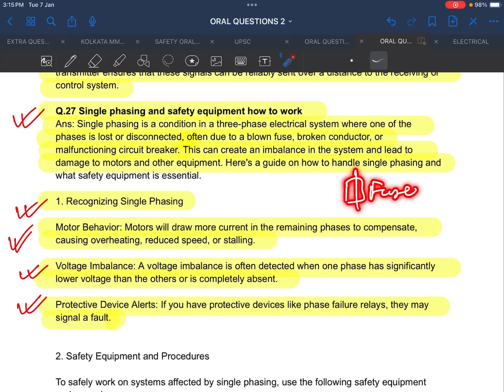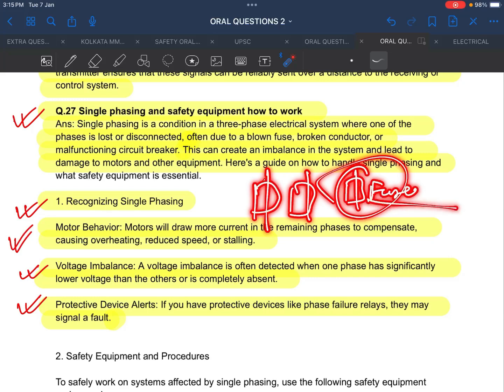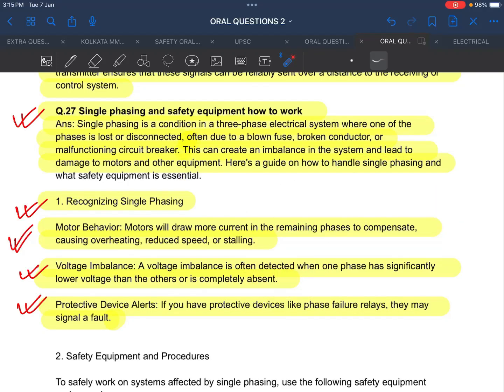Suppose your fuse, one phase fuse, there are 3 fuses for the 3 phases, and one fuse is blown, then also it is a condition for single phasing, because the 2 remaining phases will take all the load of the motor. It is due to a blown fuse, broken conductor, or malfunctioning circuit breaker.